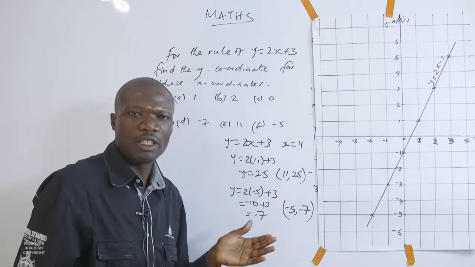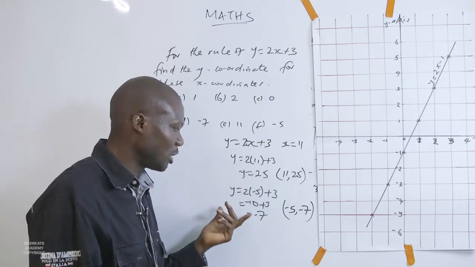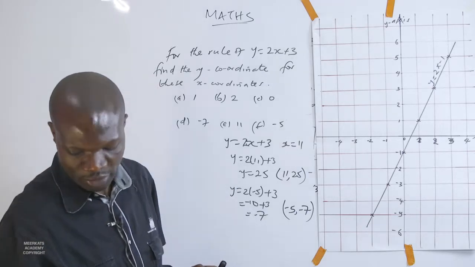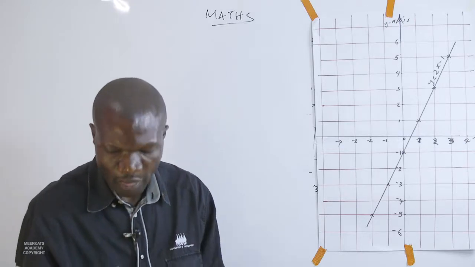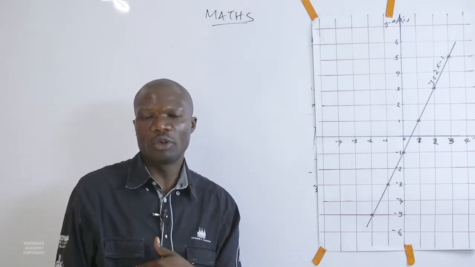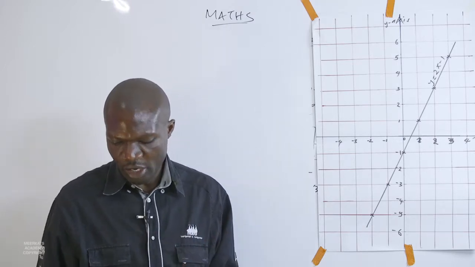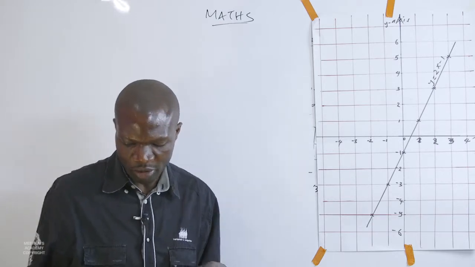So this is when we are carrying out what we call substitution. This is how we substitute to get the coordinates for the other values. Now let us look at a rule which guides us to construct a table. I want us to use the rules to construct and fill the following table.